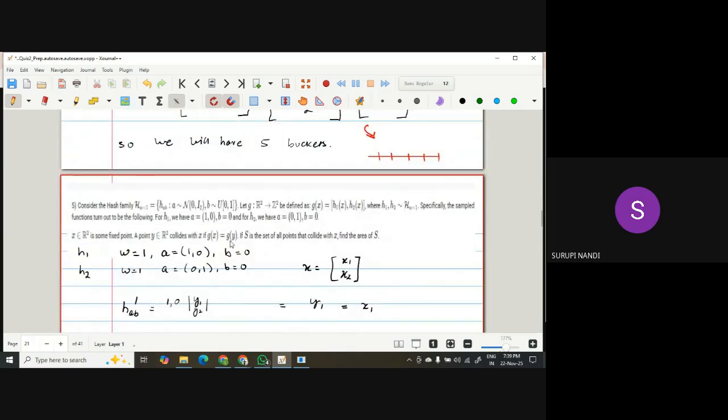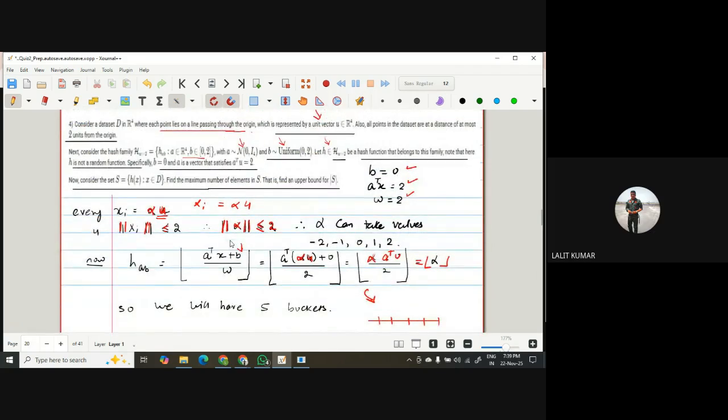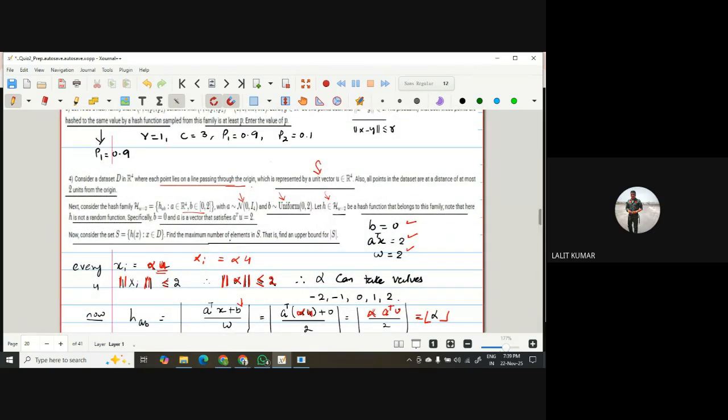Can you repeat that one more time? Okay. So see, each data point lies on a line passing through the origin, which is represented by a unit vector. So every data point I can write down as alpha into unit vector, number 1. Number 2, all the data points are at most 2 units. It means your x is less than or equal to 2.